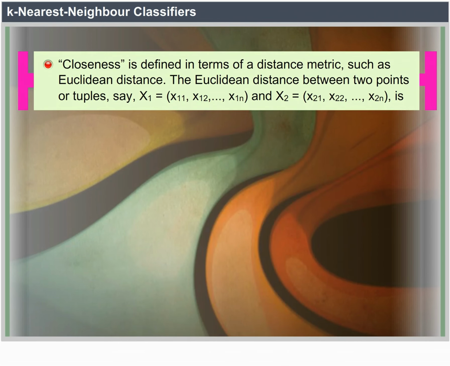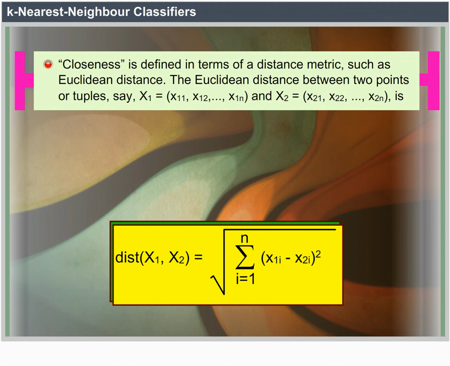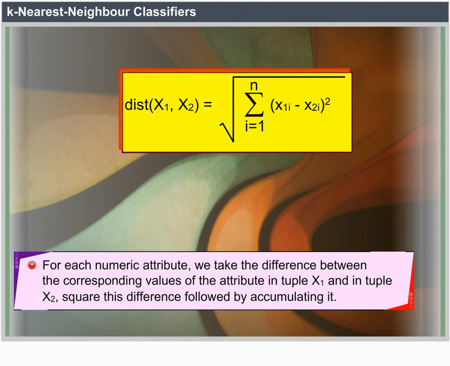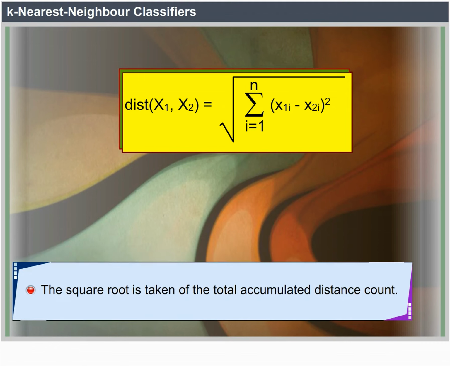The Euclidean distance between two points or tuples, say x1 = (x11, x12, ..., x1n) and x2 = (x21, x22, ..., x2n), is dist(x1, x2) = square root of the sum for i = 1 to n of (x1i - x2i) squared. For each numeric attribute, we take the difference between the corresponding values of that attribute in tuple x1 and in tuple x2, square this difference and accumulate it. The square root is taken of the total accumulated distance count.